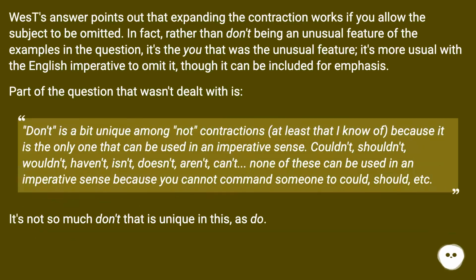West's answer points out that expanding the contraction works if you allow the subject to be omitted. In fact, rather than don't being an unusual feature of the examples in the question, it's the you that was the unusual feature. It's more usual with the English imperative to omit it, though it can be included for emphasis. Part of the question that wasn't dealt with is that none of the other not contractions can be used in an imperative sense. It's not so much don't that is unique in this, as do.